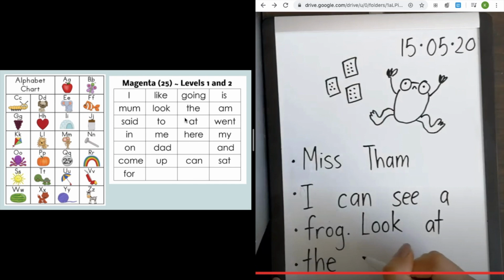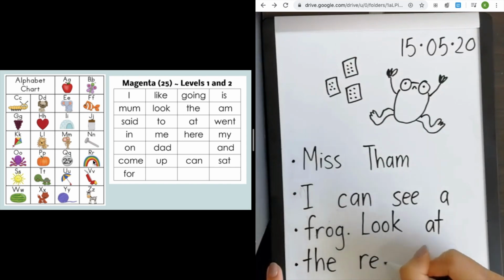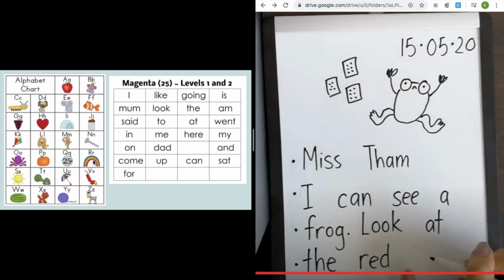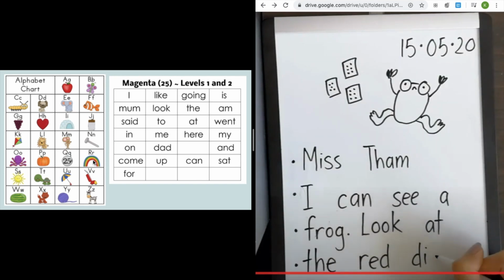And then red. How do you think I might spell red? Let's listen to the sounds. R, E, D. So rainbow again. So it's an R. I'm going to write an R. Finger space, R, E, elephant, D, dog. R-E-D, red. And then dice. What's the first sound of dice? D. What letter is that? Letter D. So I'm going to write D for dice. And then I'm going to finish writing dice. And then a full stop.